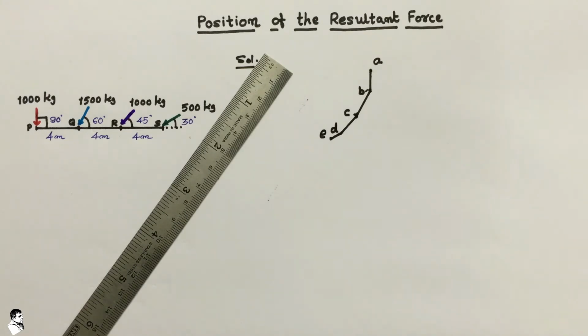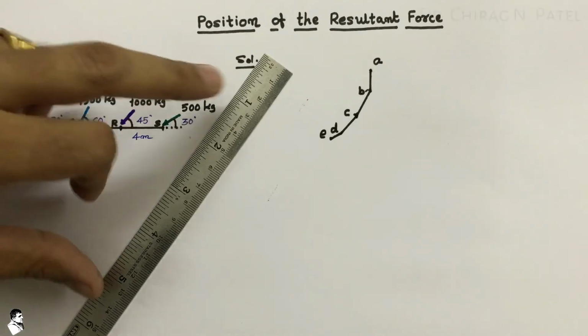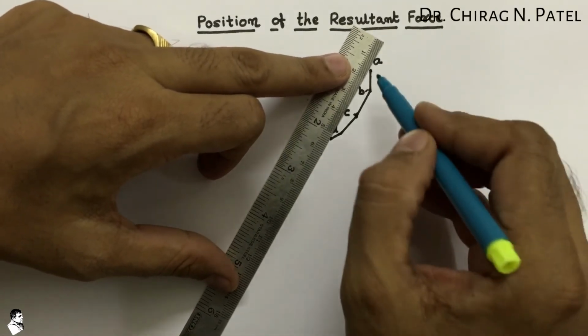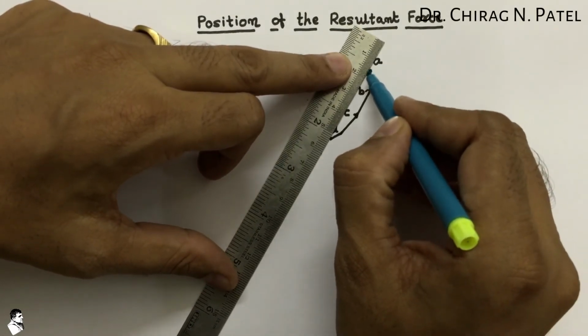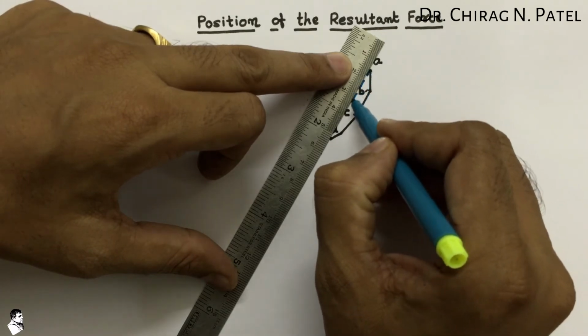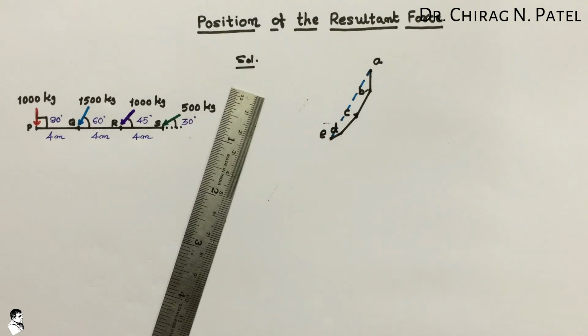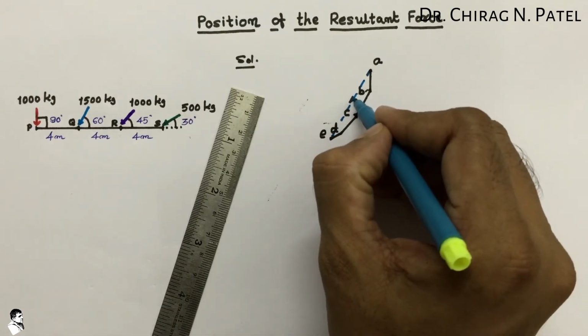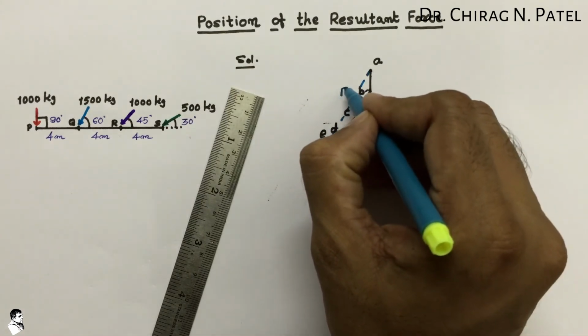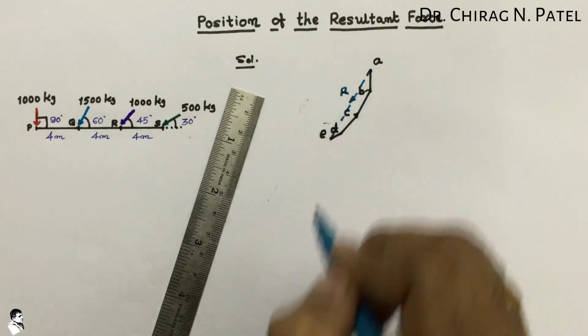Now this is the complete linear vector diagram of the given forces. Now we connect points E and A. The connection of those points is nothing but the resultant of this given force system. So here we write R, that is the resultant.